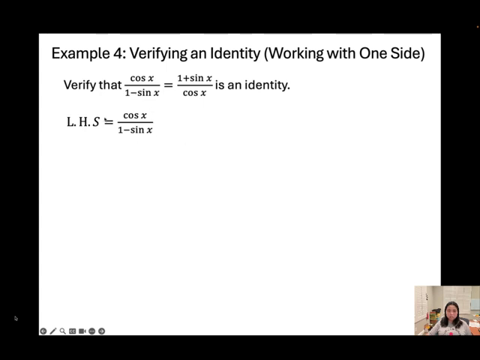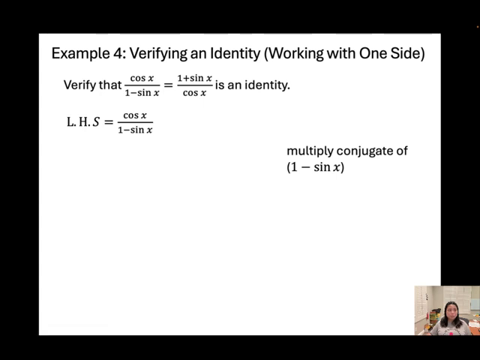When I look at this, I have a 1 minus sine x here. I will multiply by the conjugate of the denominator. Remember what the conjugate is? Just like when you have a plus b, the conjugate of a plus b will be a minus b. When I have a minus b, the conjugate of a minus b will be a plus b. So what is the conjugate of 1 minus sine x?